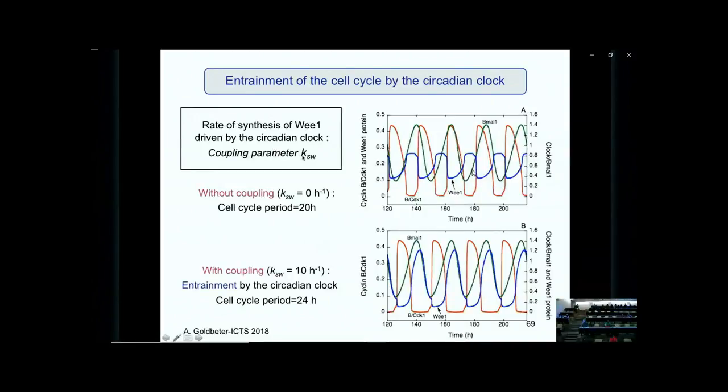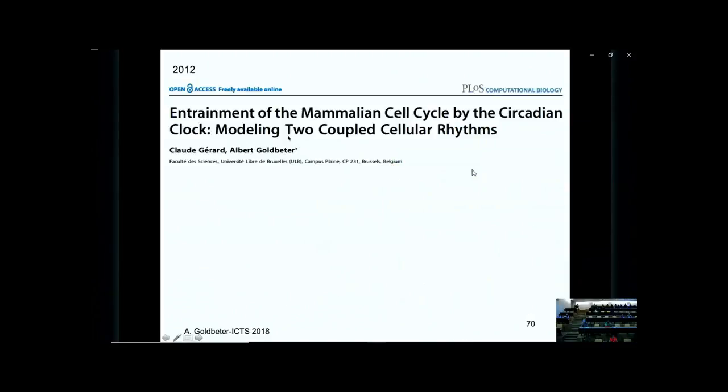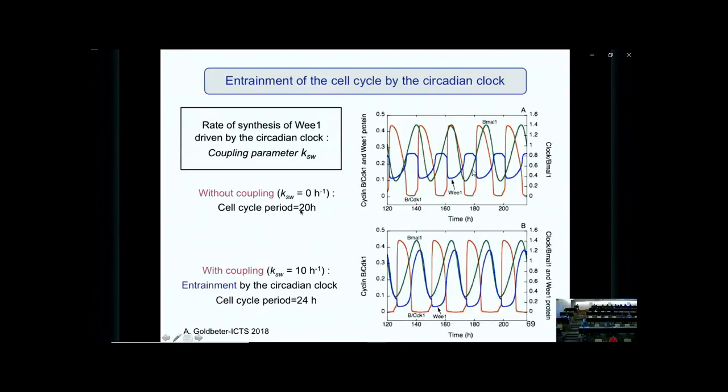There is a parameter for this coupling, which is the rate of synthesis. Okay, and without coupling, if we take a cell cycle of 20 hours, which is shown here, WEE1 is oscillating with 20 hours in the cell cycle, and the circadian clock is oscillating with a period of 24 hours. That's the green curve, BMAL1. They are not oscillating together. In red, we have CDK1, which oscillates with 20 hours, like the blue curve.